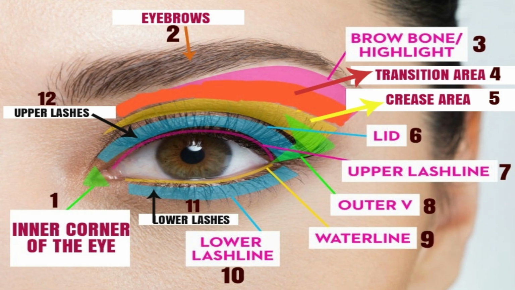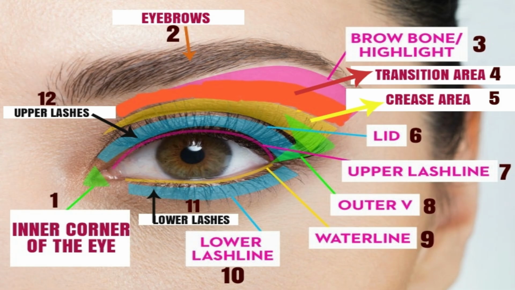The area just directly above the upper lashes. You can see that pink area directly above the upper lashes, close to the bottom part where it seems like the lash is growing out of the eye. You can see it in the picture clearly outlined in pink. That is what we call the upper lash line. That is where you also apply your liquid liner.